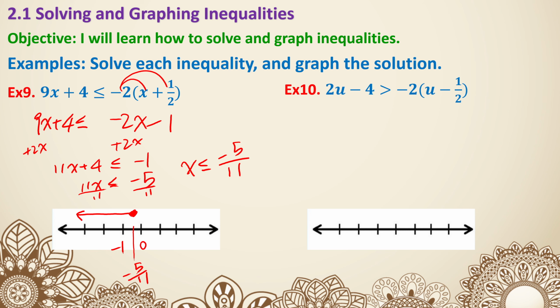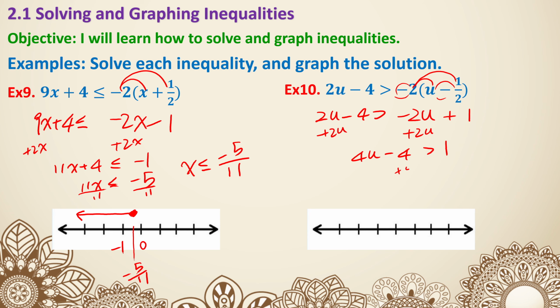Next, number 10. We are going to need to distribute again. That's negative 2u, negative sign, so it's going to become a plus 2u minus 4 on the left side. So add 2u, we got 4u minus 4 is greater than 1. Add 4 on both sides. 4u is greater than 5. So u is greater than 5 over 4. That's going to be slightly more than 1. It doesn't have an equal sign, so it's a donut pointing to the right.